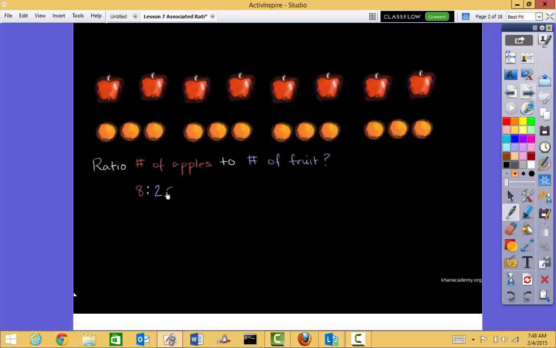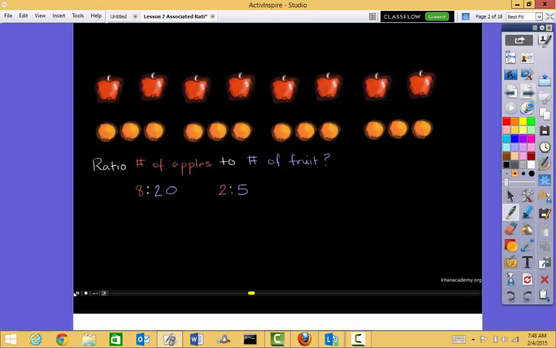to 20. Or if we want to write this in a more reduced form, we can divide both of these by 4. 4 is their greatest common divisor. And so this is the same thing as a ratio. 8 divided by 4 is 2, and 20 divided by 4 is 5. So 2 to 5. Now does this make sense?